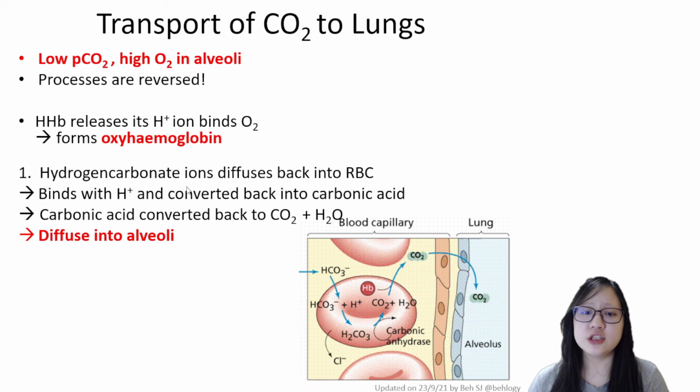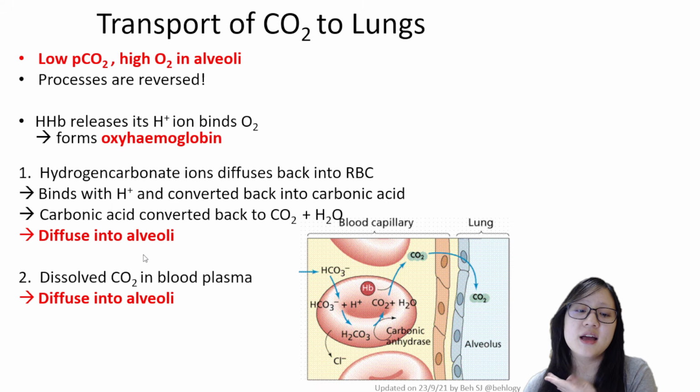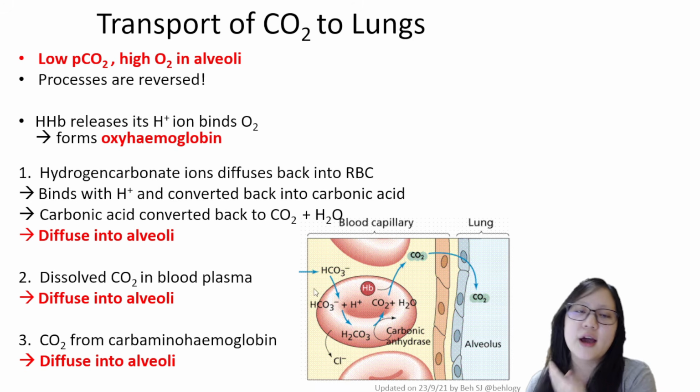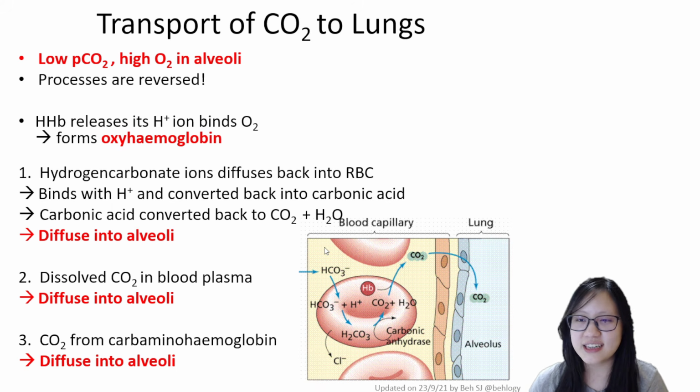Of course, hydrogen carbonate ions is only one way of transporting carbon dioxide, which is most of the time, but only one way. The rest of the processes will also reverse. Method number 2, the dissolved CO2 in the blood plasma, can diffuse into the alveoli as well. And number 3, the CO2 that's bound to the hemoglobin, okay, CO2 from carbaminohemoglobin is going to detach as well and diffuse directly into the alveoli and out of your body as you exhale. Whew, and that is the transport of carbon dioxide from your respiring tissue to your lungs to the outside.